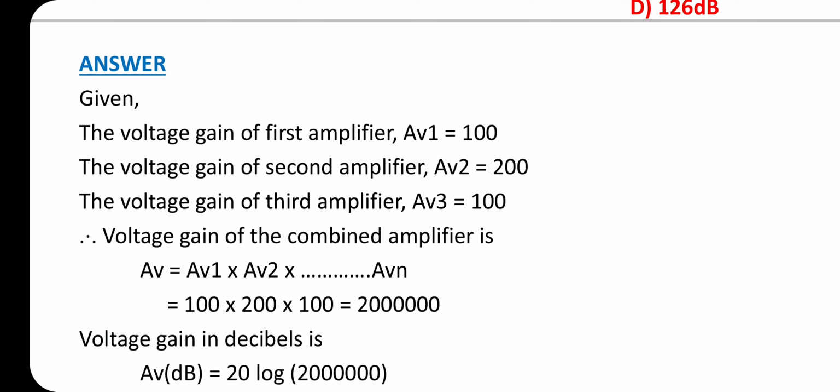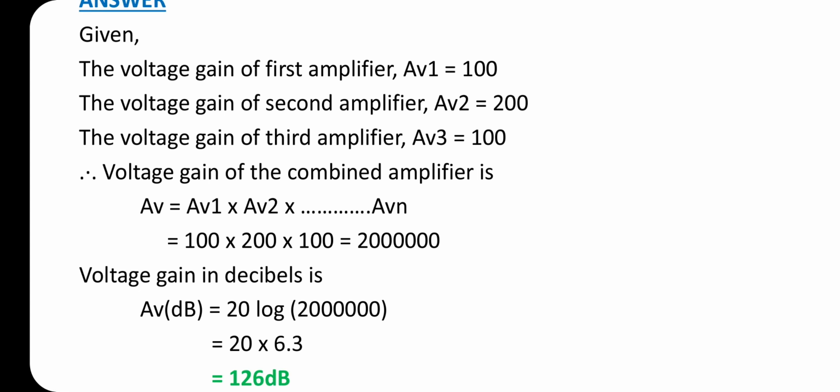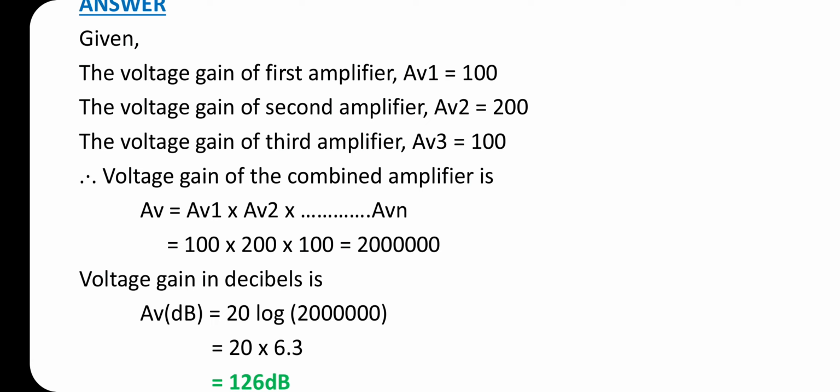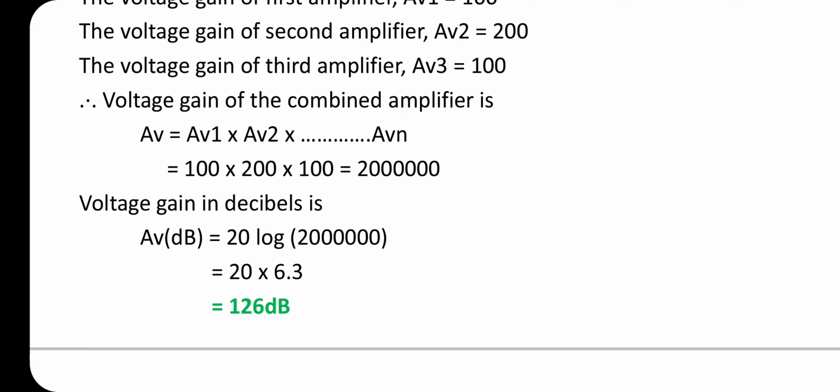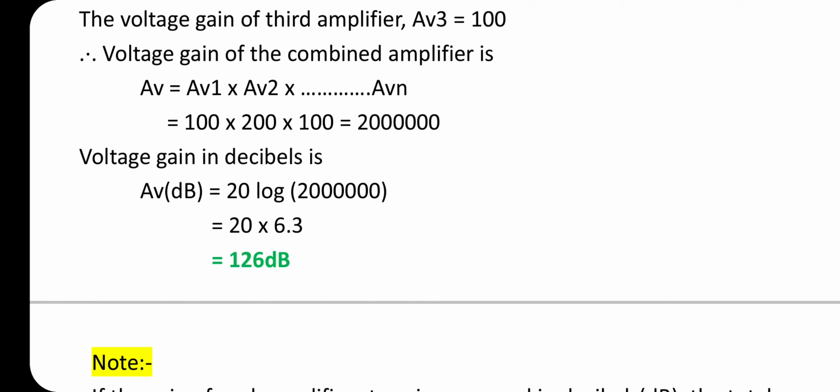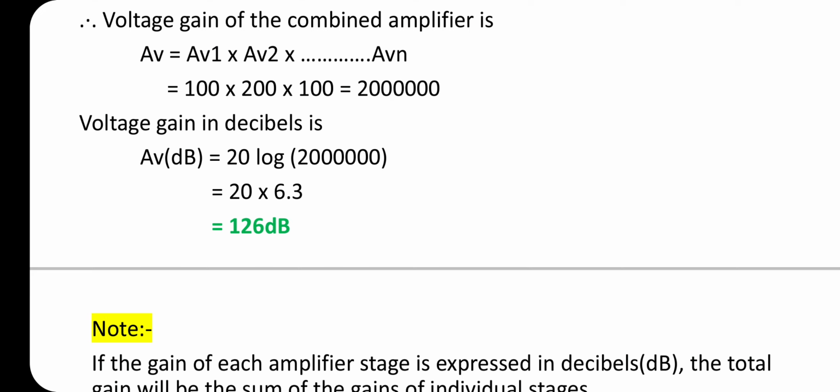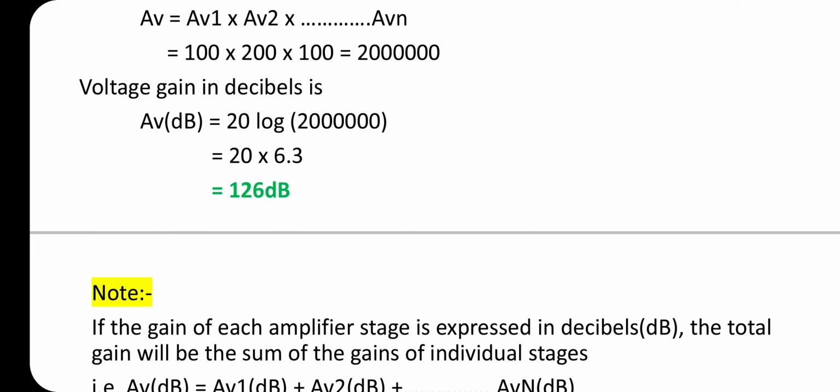If the gain of each amplifier stage is expressed in decibels, the total gain will be the sum of the gain of individual stages. Here, given the voltage gain of first amplifier AV1 equal to 100, the voltage gain of second amplifier AV2 equal to 200, the voltage gain of third amplifier AV3 equal to 100. Therefore, voltage gain of the combined amplifier is AV equal to AV1 into AV2 into up to AVN, which is equal to 2000000. Voltage gain in decibel is equal to AV dB equal to 20 log of AV, which we will get 126 dB.